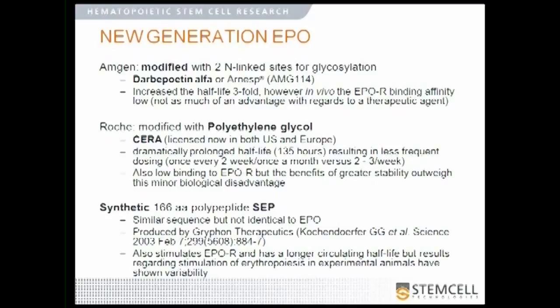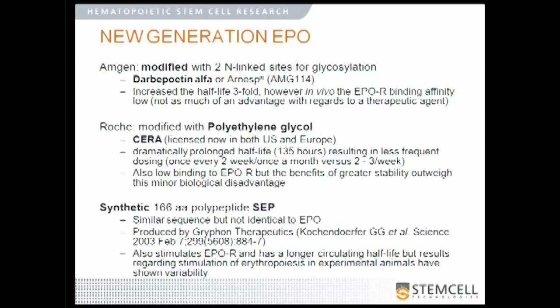Roche, on the other hand, has modified EPO by adding polyethylene glycol groups, producing continuous erythropoiesis receptor activator, or CERA. This has dramatically prolonged the half-life of EPO in the circulation for up to 135 hours, resulting in less frequent dosing despite a similar low binding activity to the EPO receptor.